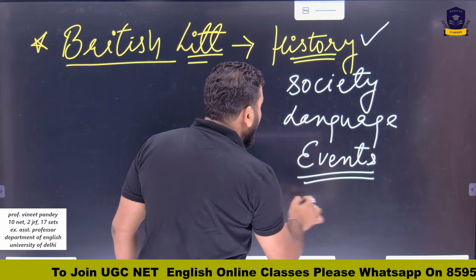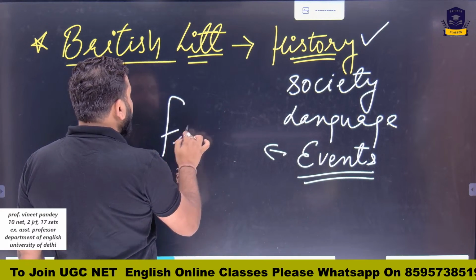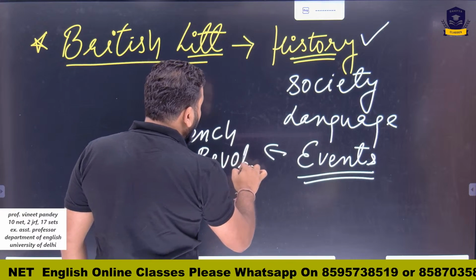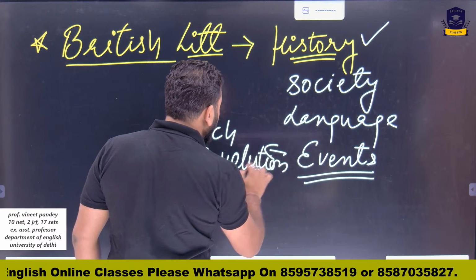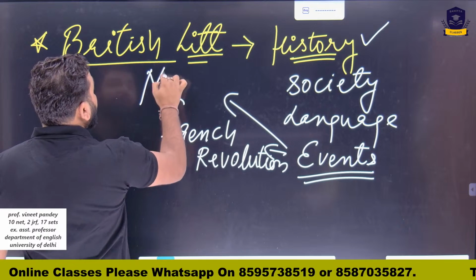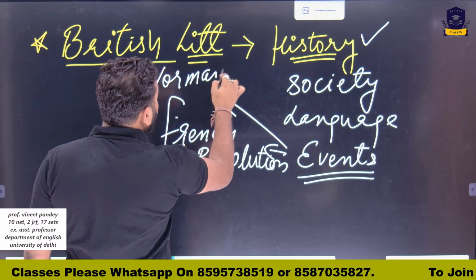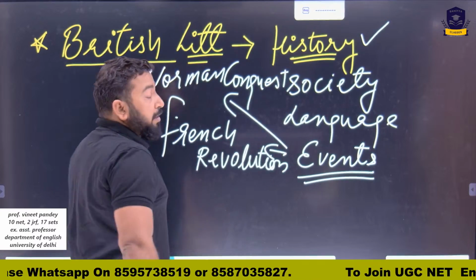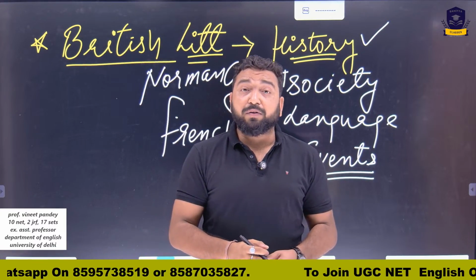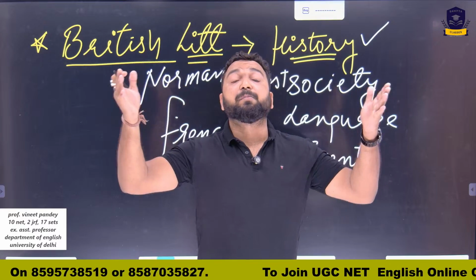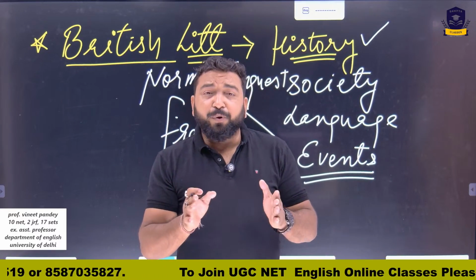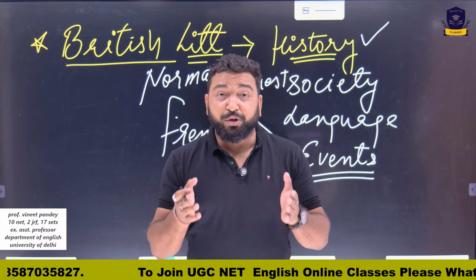Events. Which events? For example, the French Revolution. Most of the books will be related to the French Revolution. Norman Conquest, let's take the Norman Conquest here. Now 1066 Norman Conquest is a groundbreaking, epoch-making thing. Then the French Revolution. Many of you have read Wordsworth in your universities.